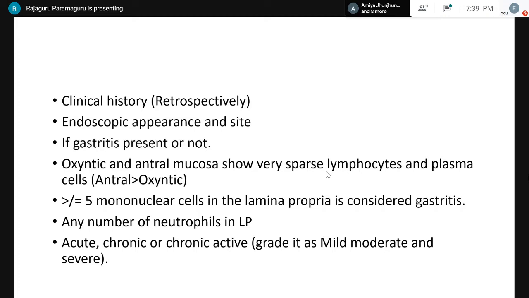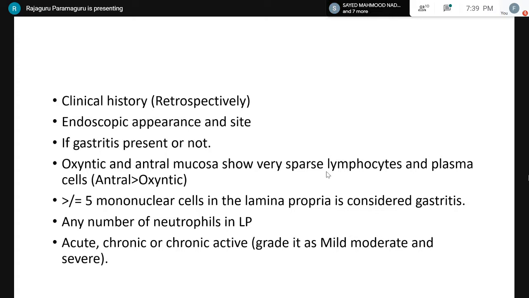But in anterior mucosa, you don't get to see many inflammatory cells. It is usually sparse. The antrum usually shows a little bit more inflammatory cells compared to the oxyntic mucosa. Oxyntic mucosa is a terminology which I use for the body and the fundus. Both have oxyntic glands, so it is called an oxyntic mucosa.